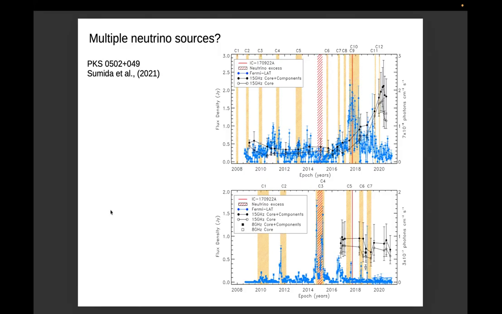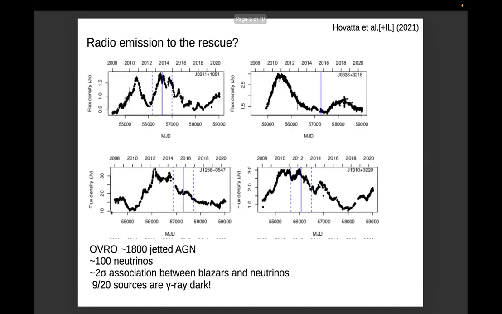But we're very fortunate that blazars are very bright across the electromagnetic spectrum, so we don't have to stick to gamma rays. We can use other wavelengths. So we started looking at radio emission, and we're again fortunate because we have the Owens Valley Radio Observatory, which monitors roughly 1,800 blazars with a cadence of about 3 days for almost 20 years now.